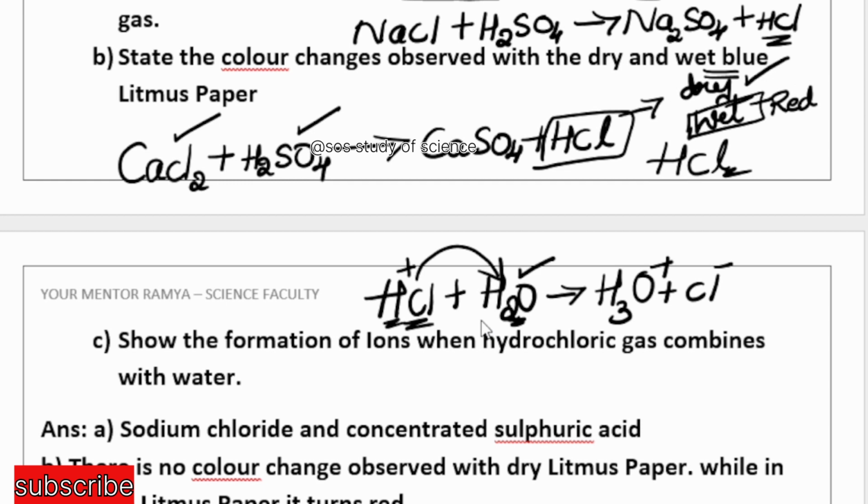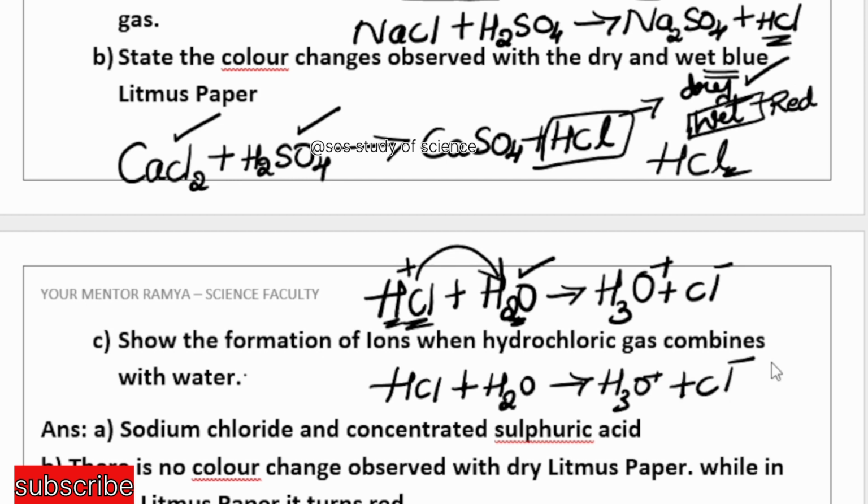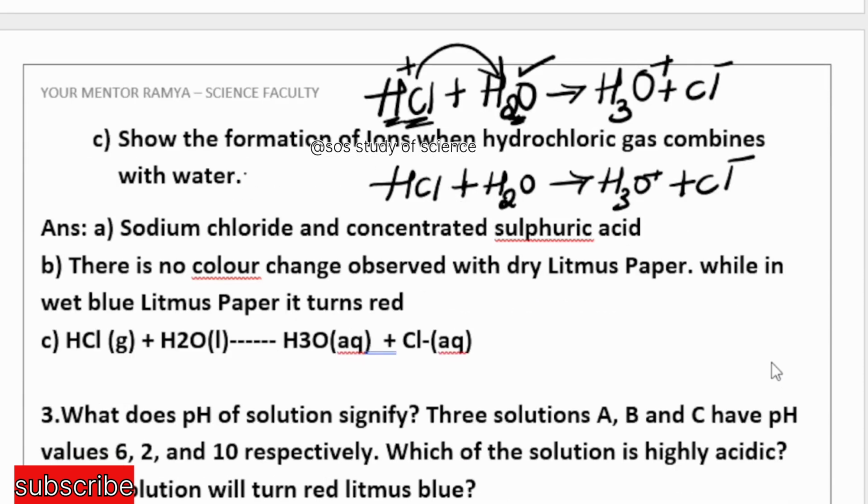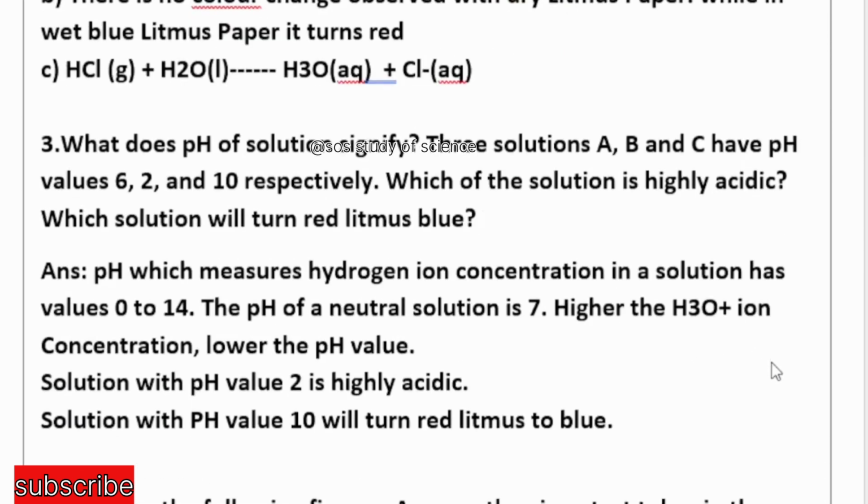Okay, state the formation of ions when hydrochloric acid combines with water is the next question. So this is the equation, my dear students, that is HCl. When it combines with water, what is being formed? We got hydronium ion, that is H3O plus, and chloride ion is also formed. This is the answer. Very simple. So this kind of question definitely you can expect in the examination. So you must know how to answer these questions.